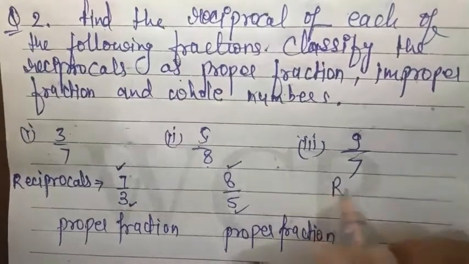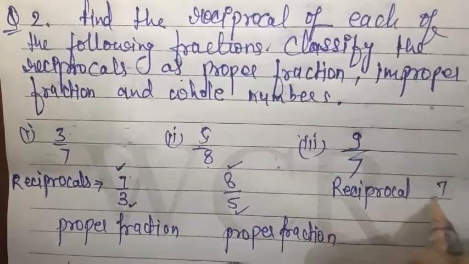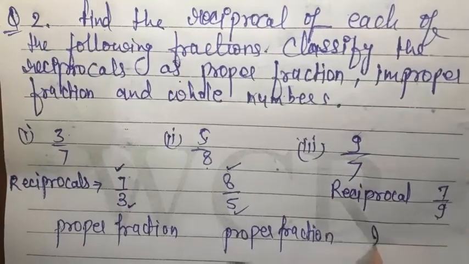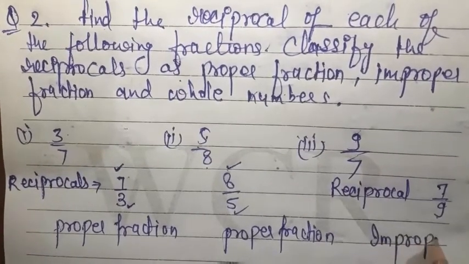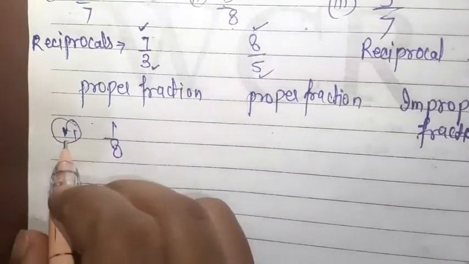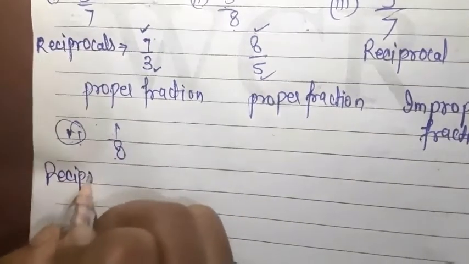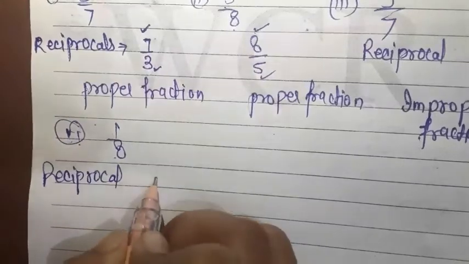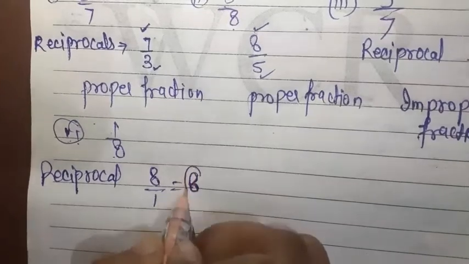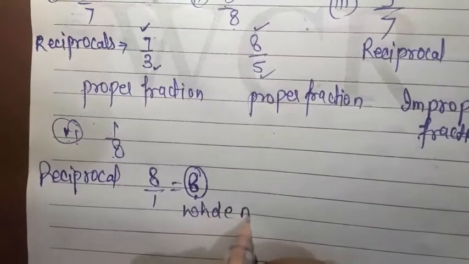Now next the reciprocal of 9 by 7 is 7 by 9. So here 7 is small and 9 is greater here. That means this is an improper fraction. And in question number 6, 1 by 8. So the reciprocal of 1 by 8 is 8 by 1. It means 8, and here we have one as denominator, that's why this is a whole number.